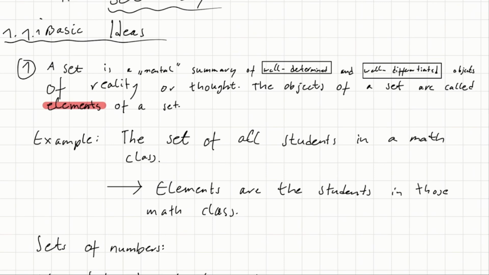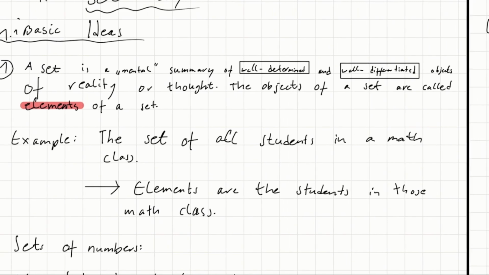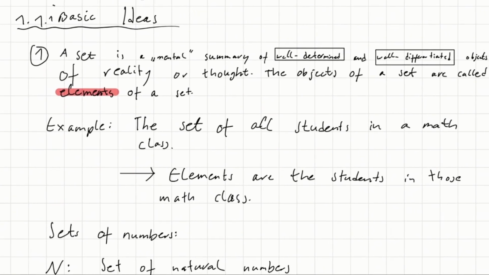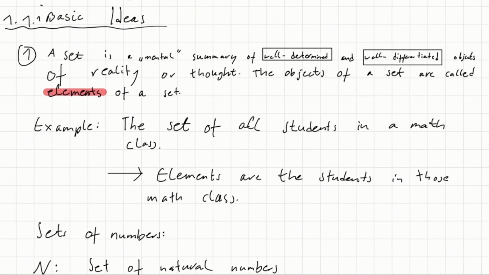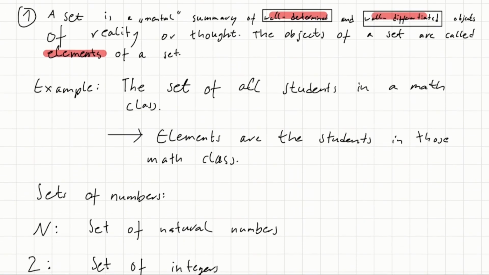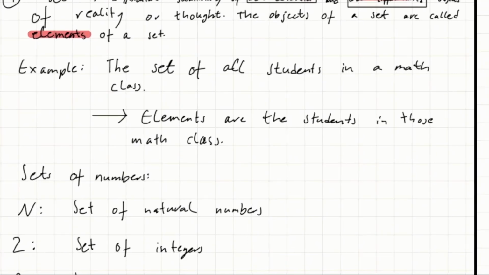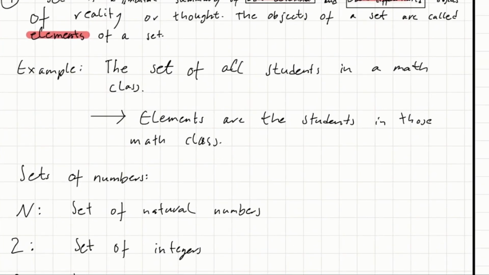So, the first definition of a set is the following. A set is a mental summary of well-determined and well-differentiated objects of reality or thought. The objects of a set are called elements of the set. We are going to have a look at well-determined and well-differentiated in just a bit. I'm sorry for my English, by the way. So the first example: the set of all students in a math class. In this case, the elements of this set would be the students in that math class.